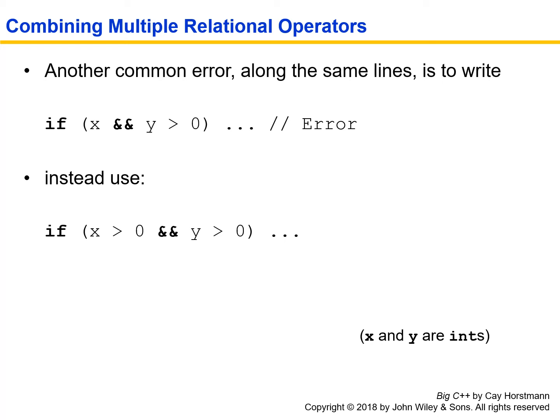Another common error along the same lines is for people to say if x and y are greater than 0. I don't know any programming language that works in. Maybe Python. Python's weird. You have to break it up again into x greater than 0 and y greater than 0.